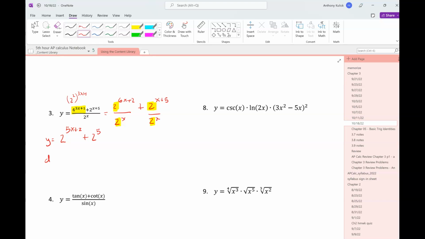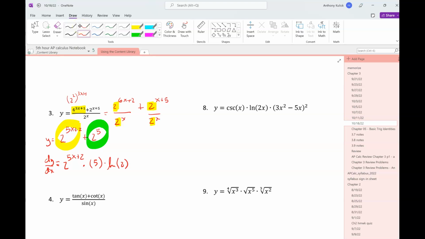Now, when I take the derivative of this piece, it's a chain rule, but that's it. So the outside is 2 to the x, and then the inside is 5x plus 2. And then remember, when we take the derivative of an exponential, you get natural log of the base stuck on there also. And the derivative of 2 to the 5th is 0, because it's a constant. So I'm done.